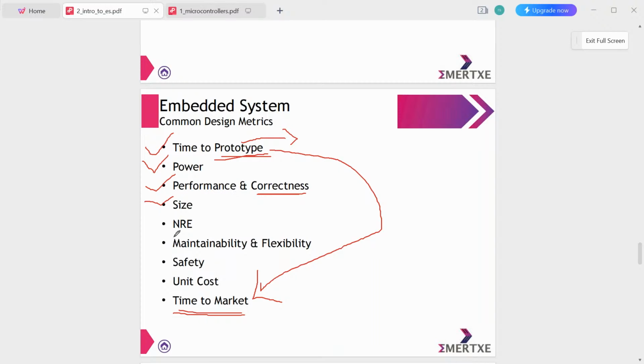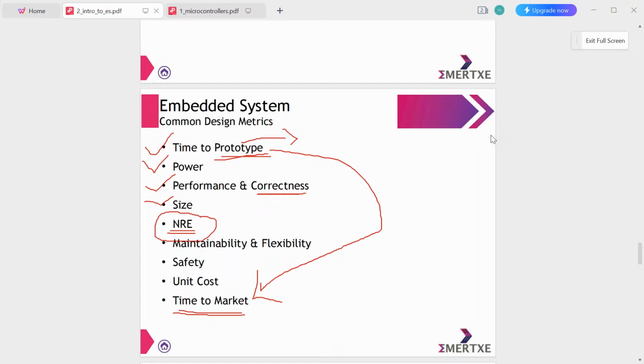Okay. The next is NRE, non-recurring engineering cost. What do you mean by NRE? Sometimes, even if your product is successful, you will not get your 100% investment right back. That is the NRE, non-recurring engineering cost. So though your product is 100% successful, you will have some losses. Whatever part of the 100% investment you are not getting back, that is the NRE cost.